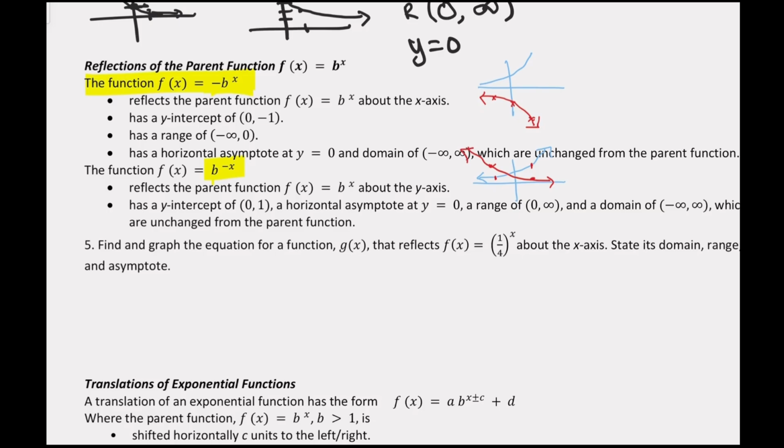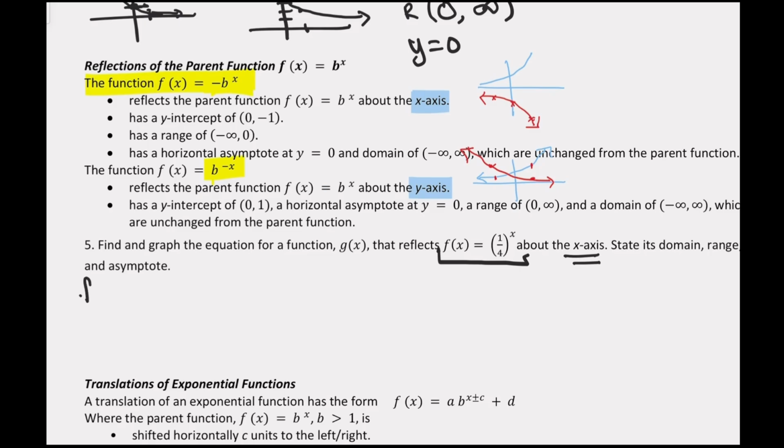So when it's out front, it's going to go over the x-axis, and when it's just in front of the x, it's going to go over the y-axis. So there's the two differences. So let's look at number 5 here. Find the equation and graph the function g of x that reflects f of x over the x-axis, okay?